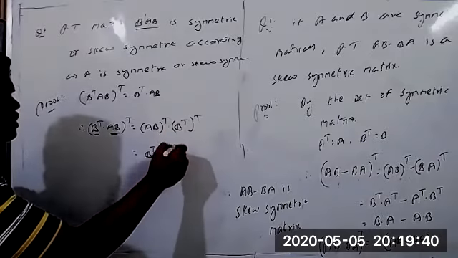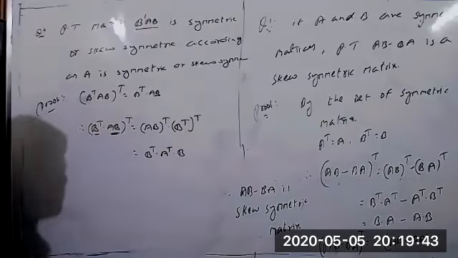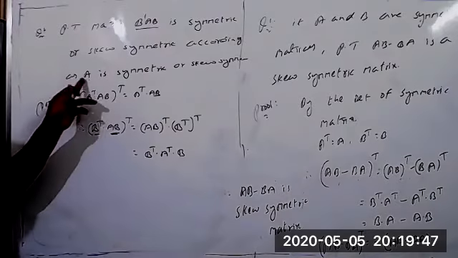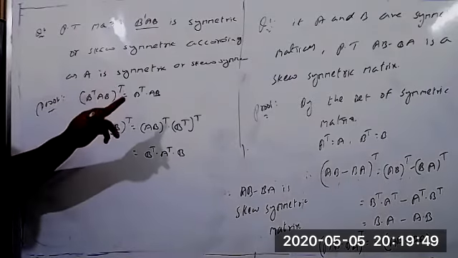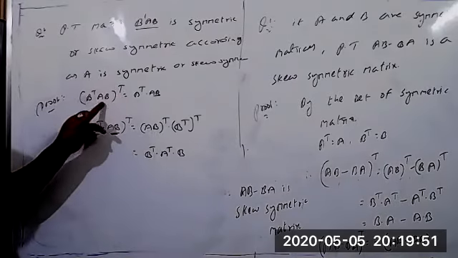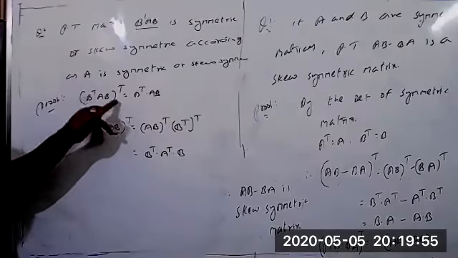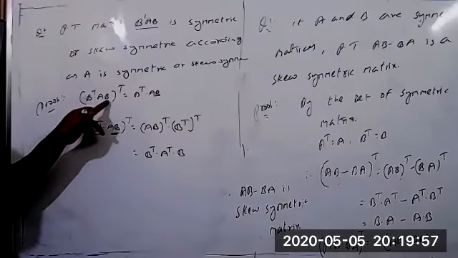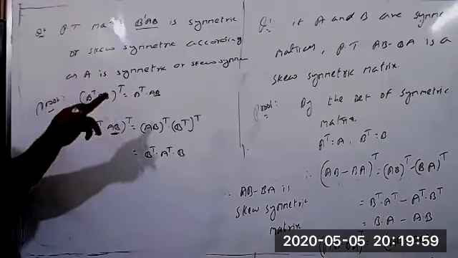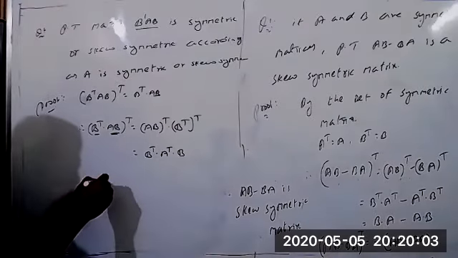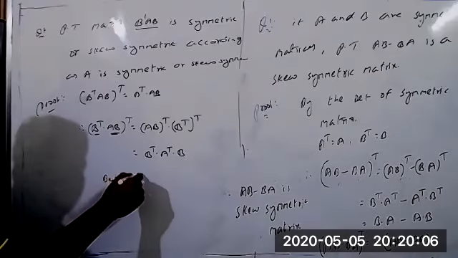And B transpose whole transpose equal, you can write now B only. And what is the value of A transpose now? At last they said very clearly that A is symmetric or skew symmetric. When we are taking the symmetric case, A is compulsorily a symmetric matrix. When we are taking the skew symmetric case, A is compulsorily a skew symmetric matrix. You can remember that condition.